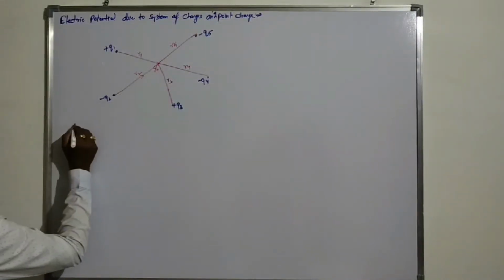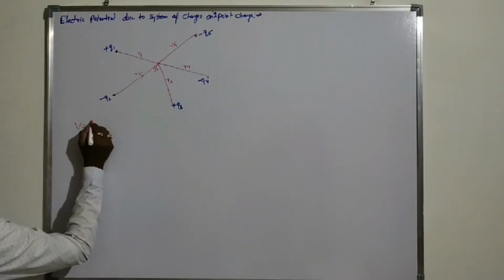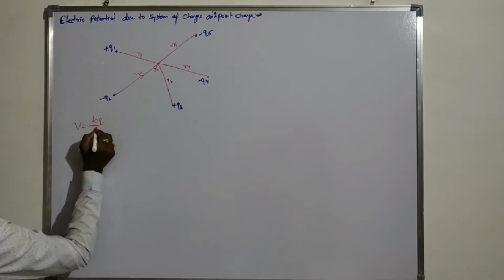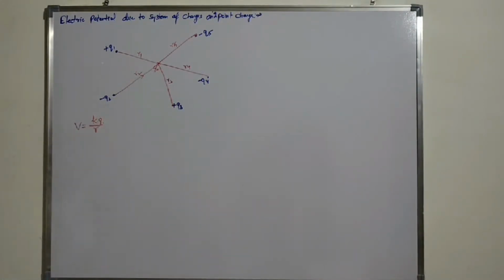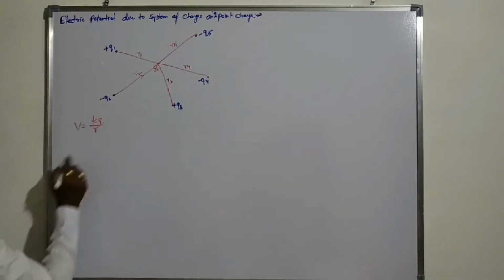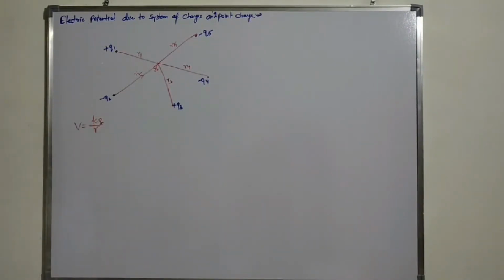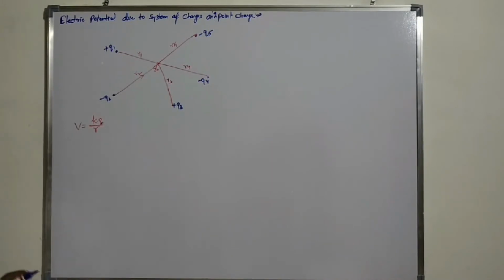We know a formula of electric potential: V equals KQ upon R. Here V is the electric potential, K is a proportionality constant, Q is charge, and R is the distance. Potential is a scalar quantity. That's why electric potential depends only on the nature of the charge. When charge is negative, then potential is negative. When charge is positive, then potential is positive.